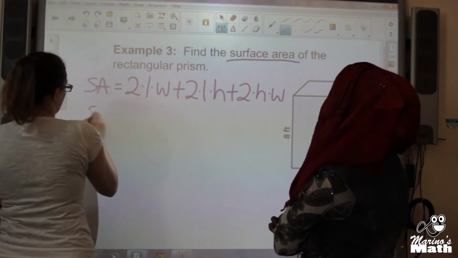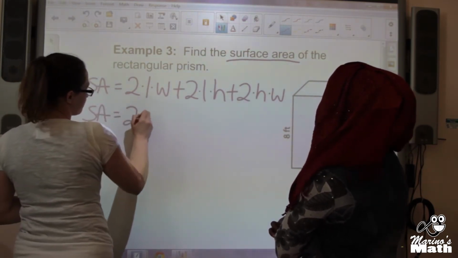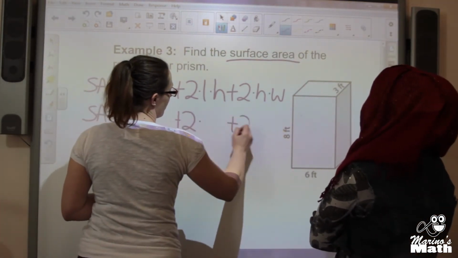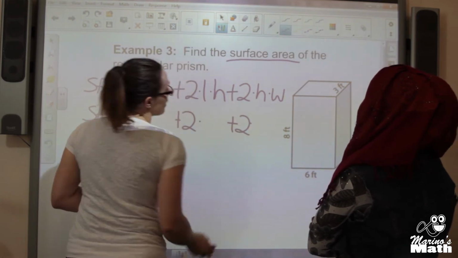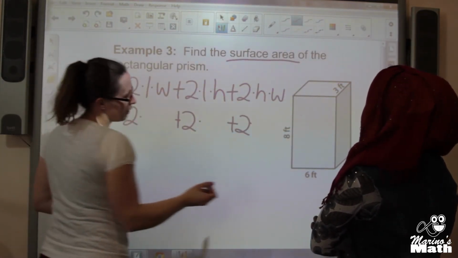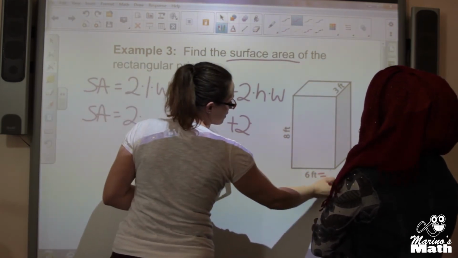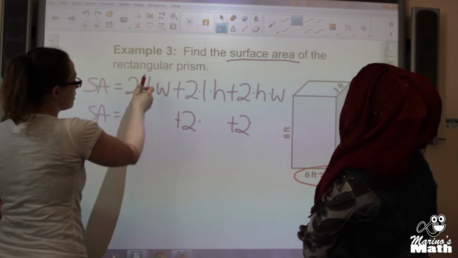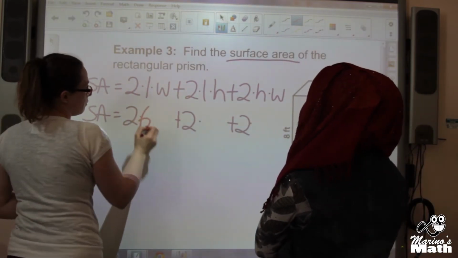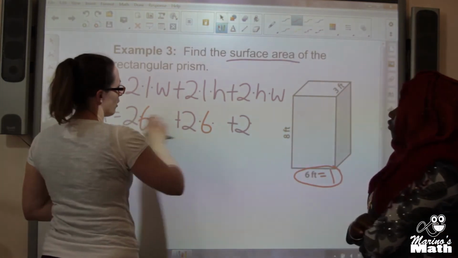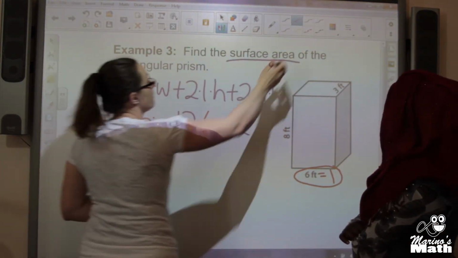And the second time I write it out without the length, the width, and the height. And then I start substituting. My first one is my length. And if I look at this shape, the length is the 6 feet. So I'm going to take all of my L's and substitute them with the number 6. Then I don't have any L's left. I only have 2 of them.